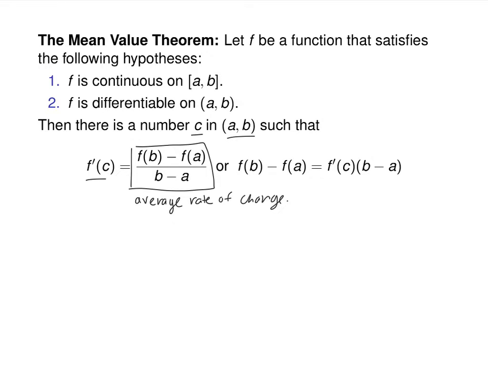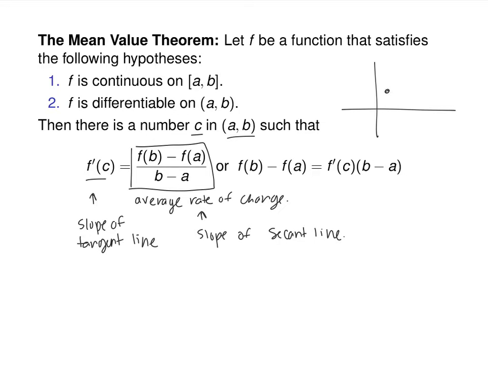Do you see what I'm saying? This thing says the slope of the tangent line must equal the slope of the secant line somewhere. Here's the picture of what that looks like. So you take away equality at the endpoints, do something like this.